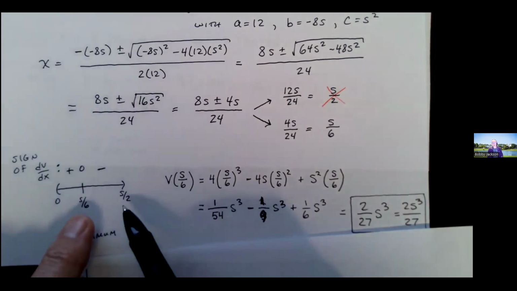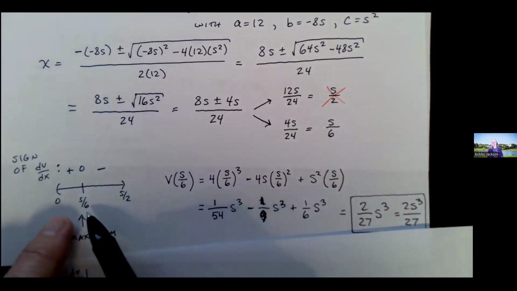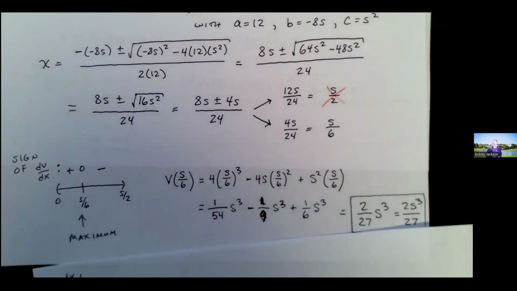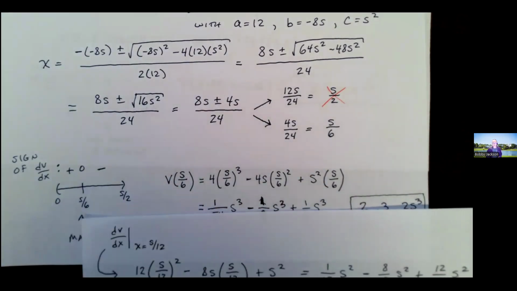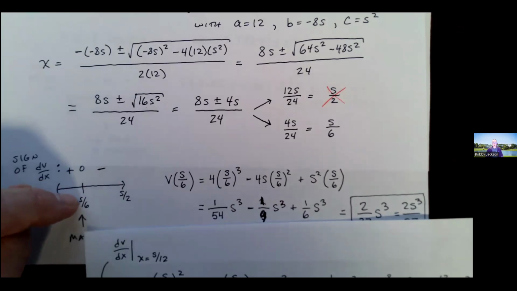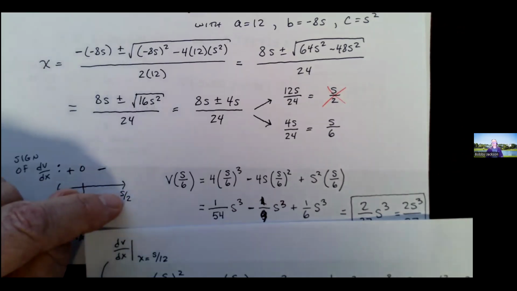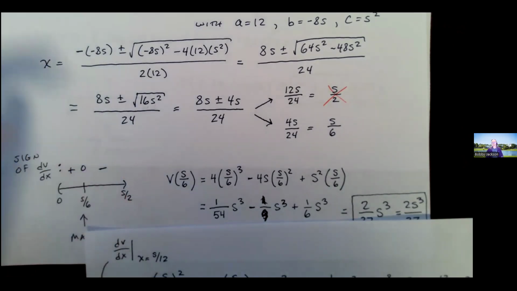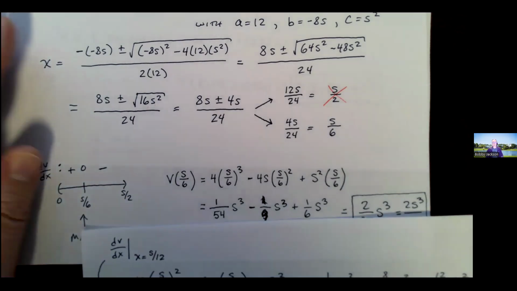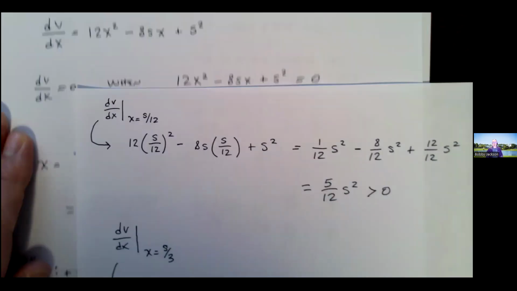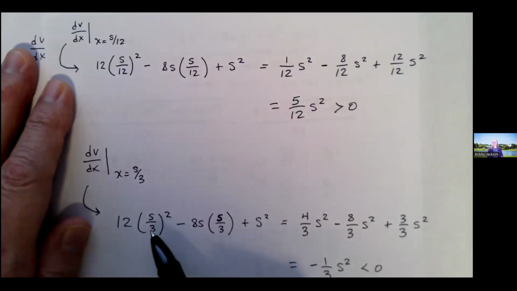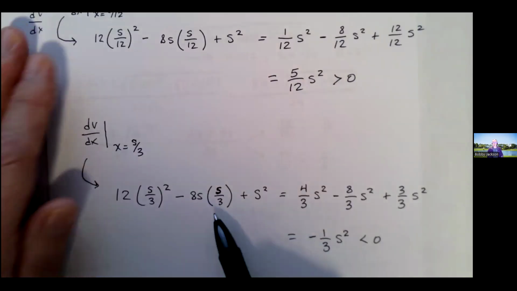Over here, we could check. I just took the average between 1/6 of S and 1/2 of S, and that is 1/3 of S. Okay, in other words, this is 1/6. This would be 1/2, which is 3/6. What's halfway between 1/6 and 3/6? Answer, 2/6, which is 1/3. So when I go back to my derivative here and plug in 1/3 S for x, I get the following.